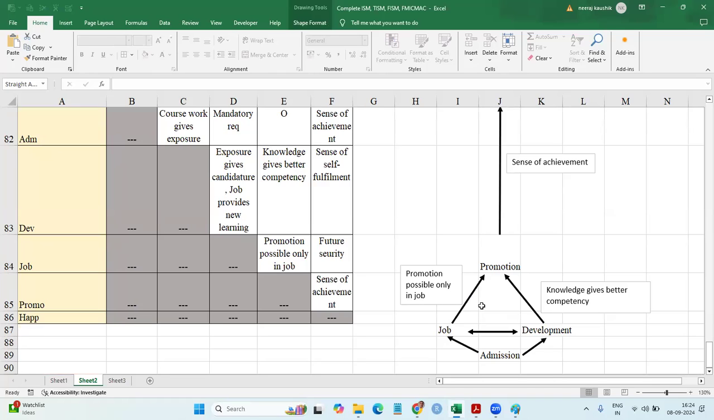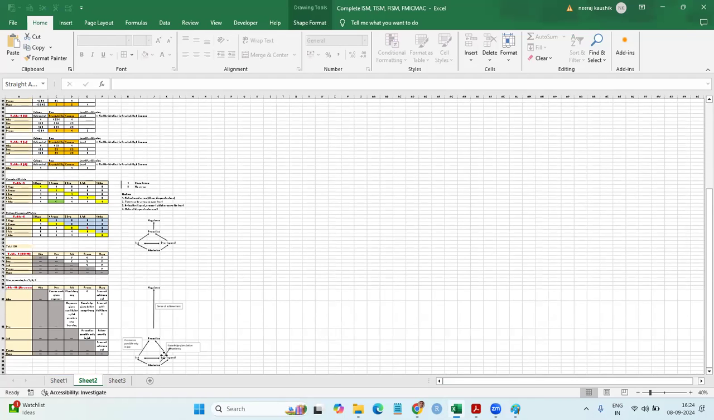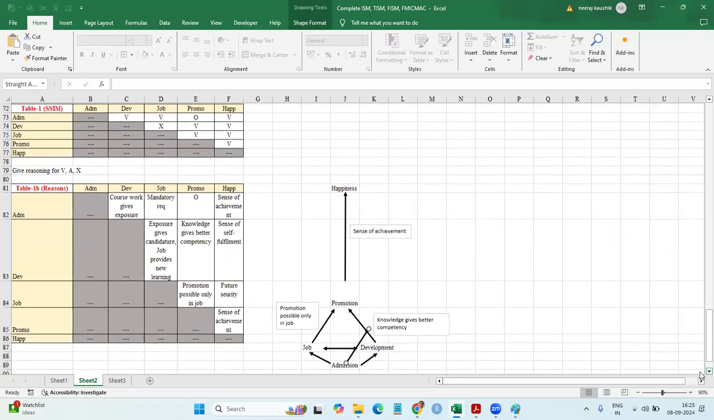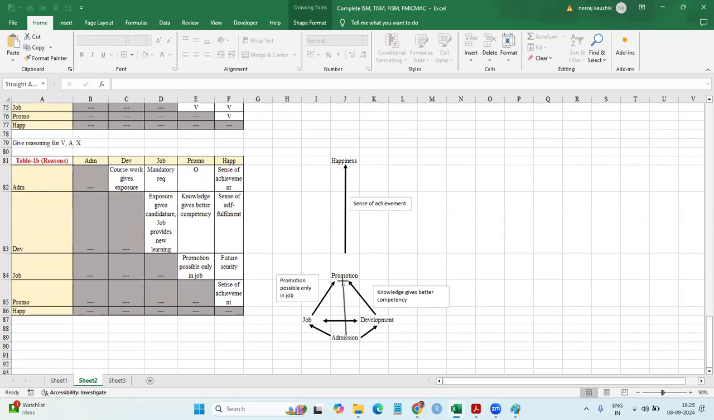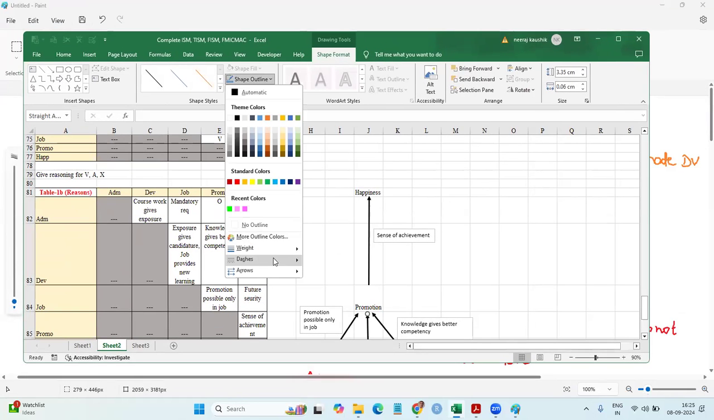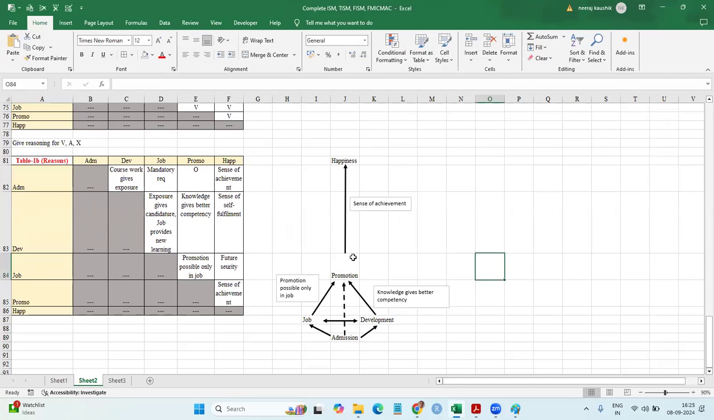And that arrow, probably copy, paste. It has gone somewhere else. Gone here. This will be the arrow, and this arrow will be dotted. Again, the problem outline dash, or put a dotted one here. So these are the 2 differences in the ISM and the TISM.